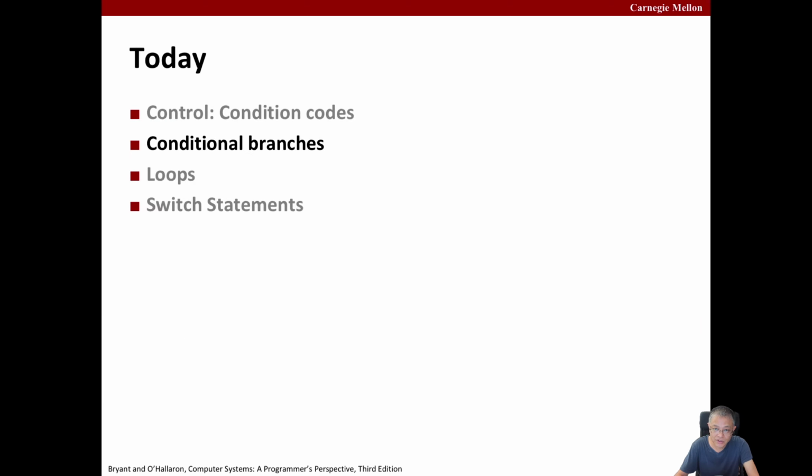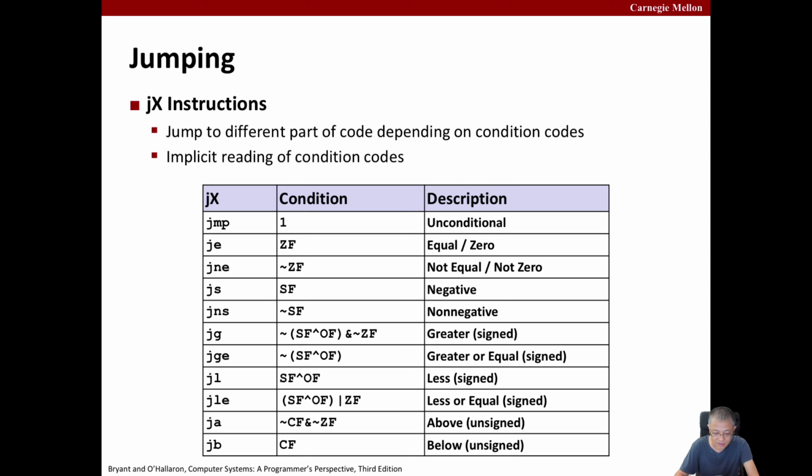The conditional branches. We have talked about conditional codes, so let's talk about the conditional branches. The Intel instruction set provides two ways to do the jumping. Okay, so there is a relative jump.